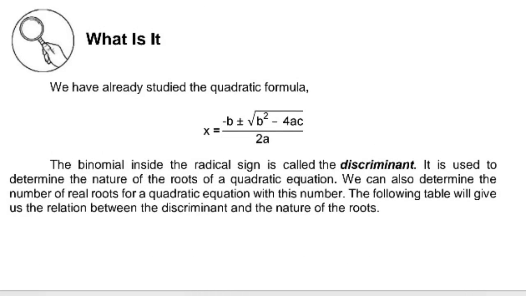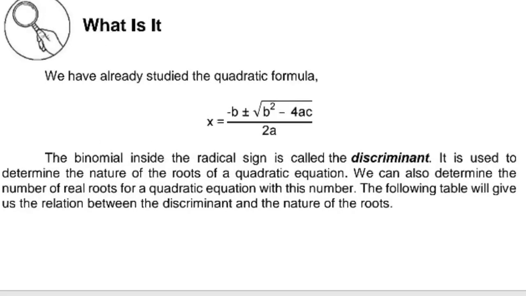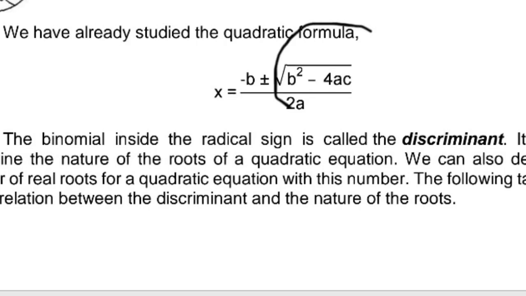Then what is it? We have already studied the quadratic formula: x equals negative b plus or minus the square root of b squared minus 4ac over 2a. So the binomial inside the radical sign is called the discriminant. It is used to determine the nature of the roots of a quadratic equation. We can also determine the number of real roots for a quadratic equation with this number. The following table will give us the relationship between the discriminant and the nature of the roots. So in this one, b squared minus 4ac is called the discriminant.